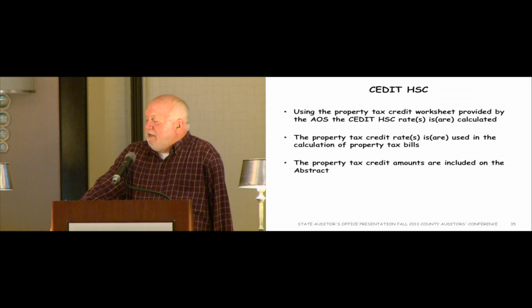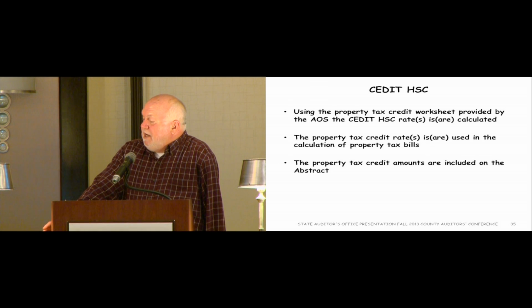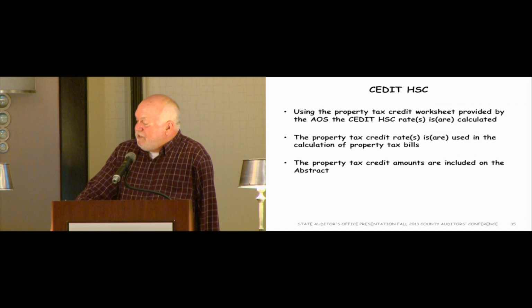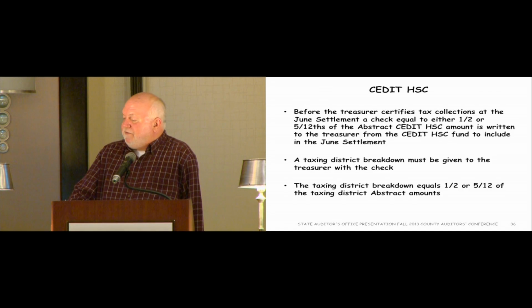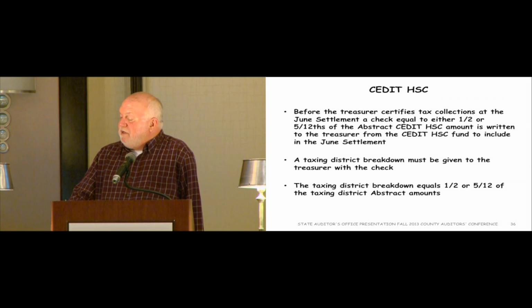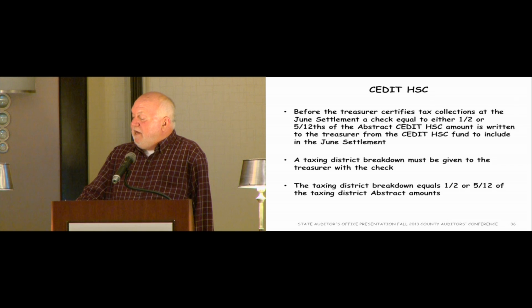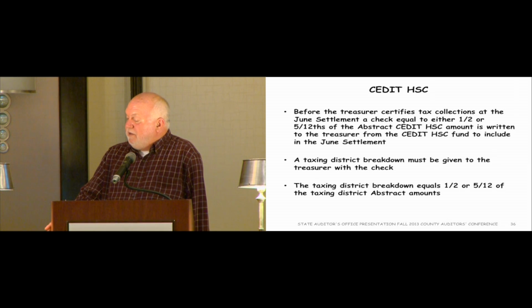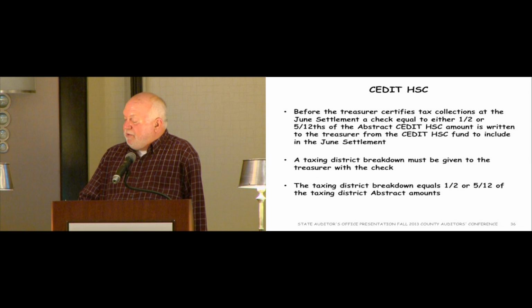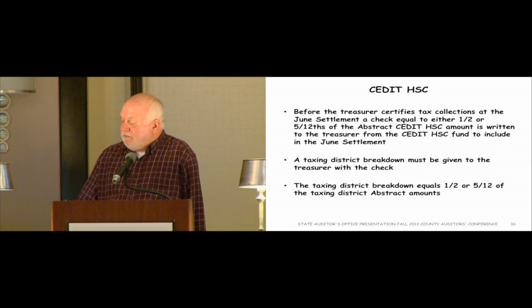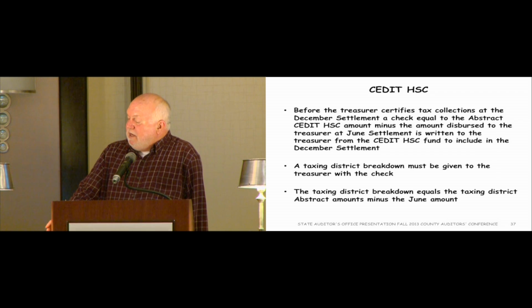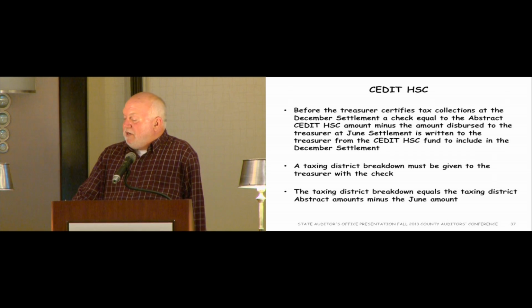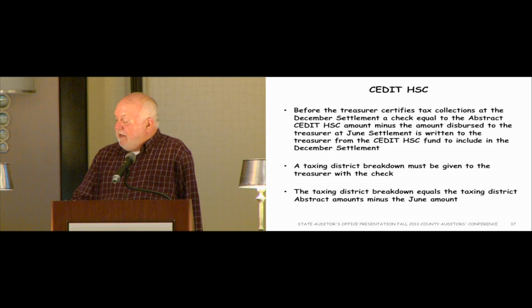We have a calculation worksheet for you to use to calculate the credits. And you're going to write a check from that fund to the treasurer before June settlement certification, and that check can be either 1/2 of the abstract or 5/12 of the abstract amount, and you'll give them a district breakdown that's based on the abstract. In December, do the same. The December amount is going to be the abstract amount less the June amount.